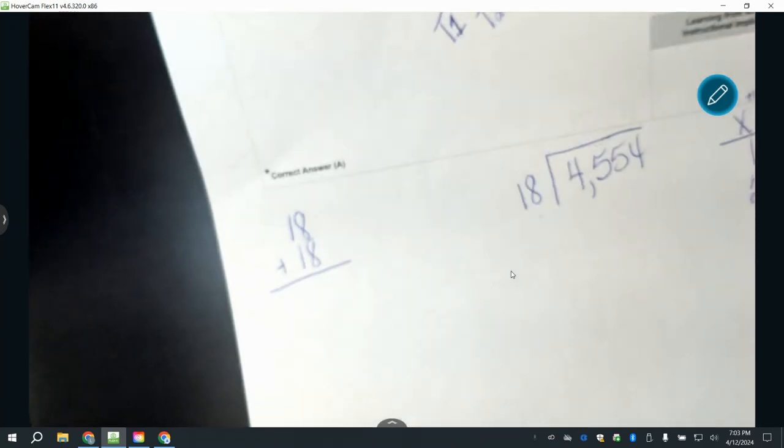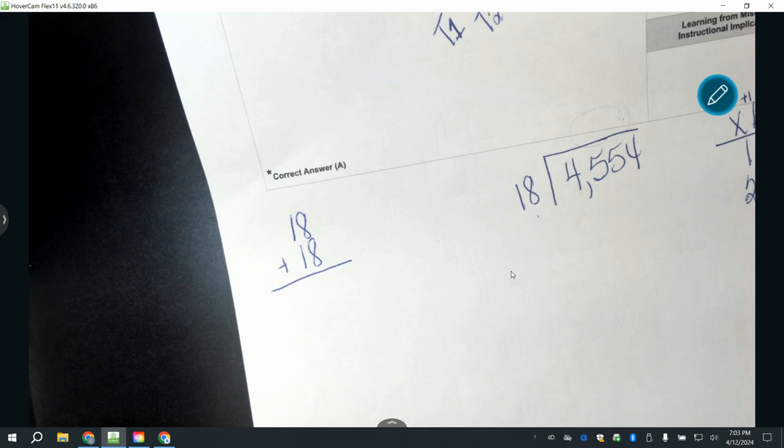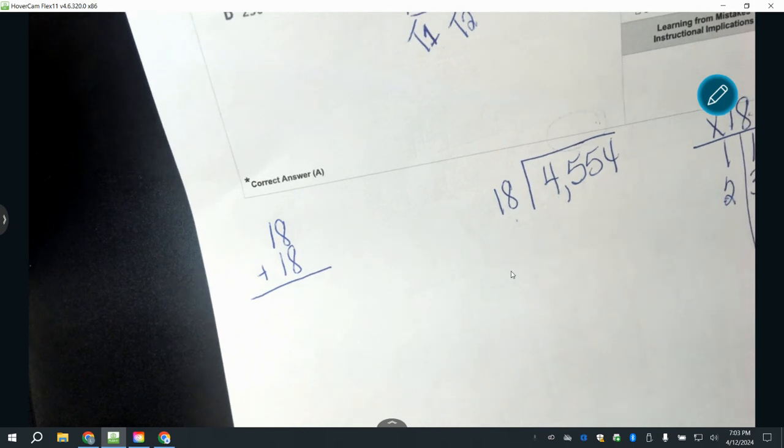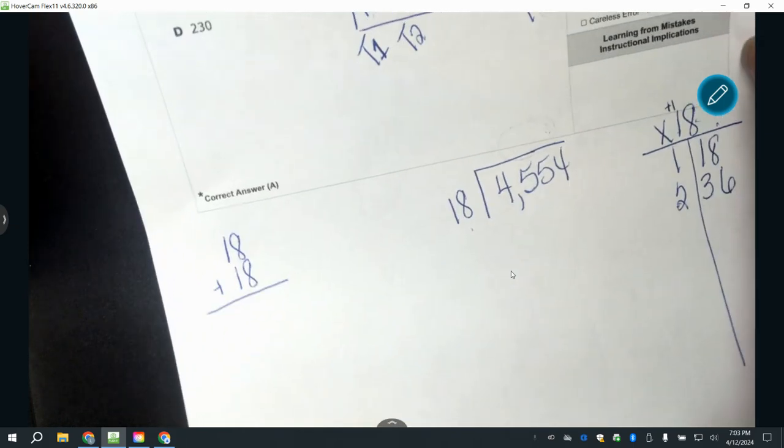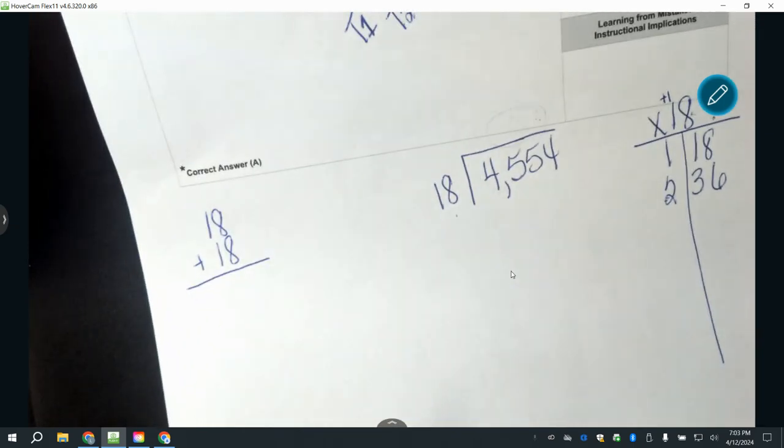Just add. Sorry about that. So if you don't like to do the multiplication part, you don't want to do that T-chart, just add. This is going to take a lot longer. You can be accurate. It might not be efficient, okay?